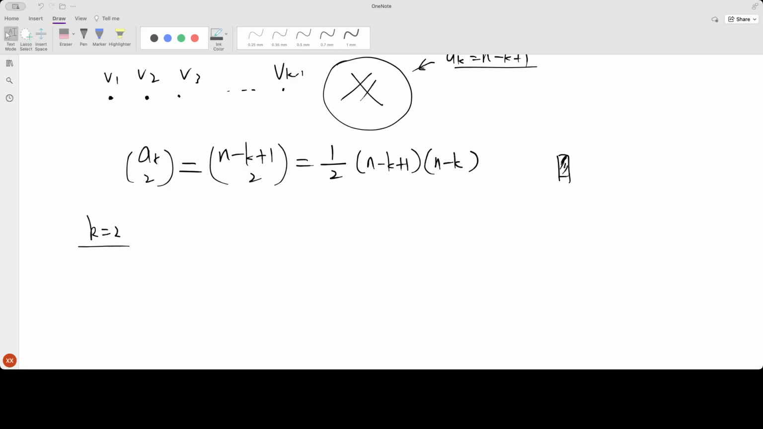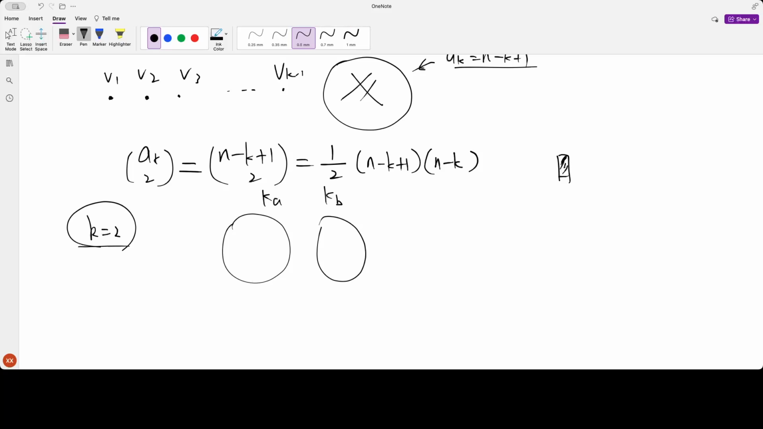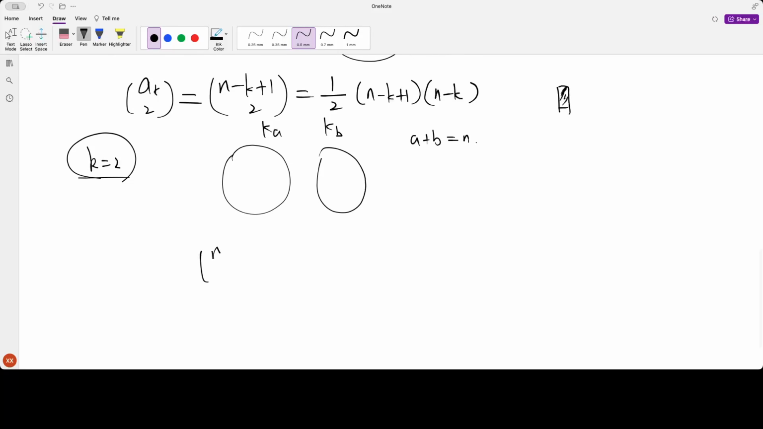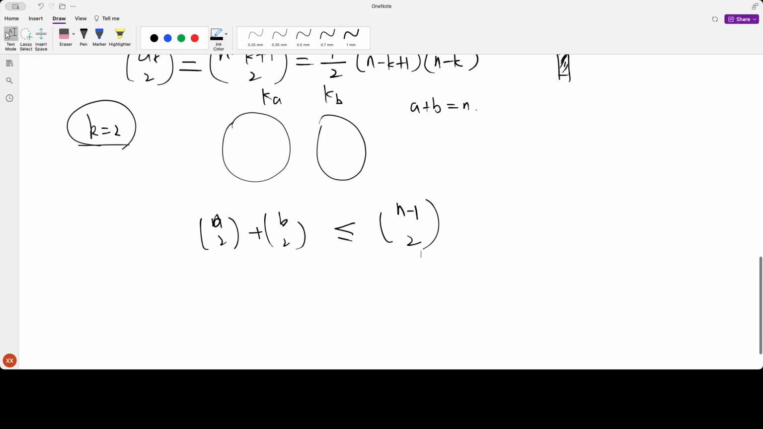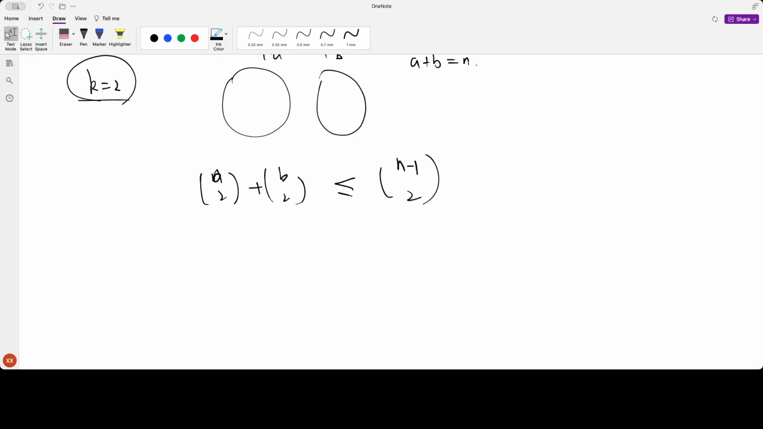Let me get back to this. In this case, you have a K_A and a K_B with A plus B equals N. Then you get A choose 2 plus B choose 2, and you prove that this is always smaller or equal than N minus 1 choose 2. So this is an exercise. This is really just warm up.